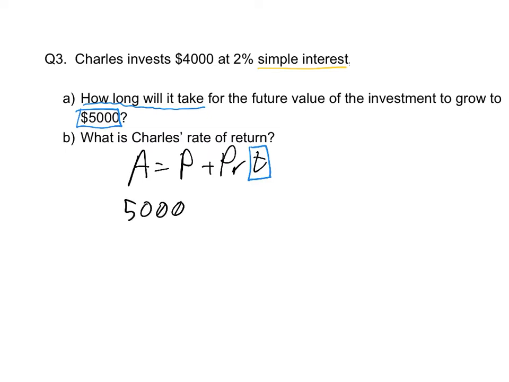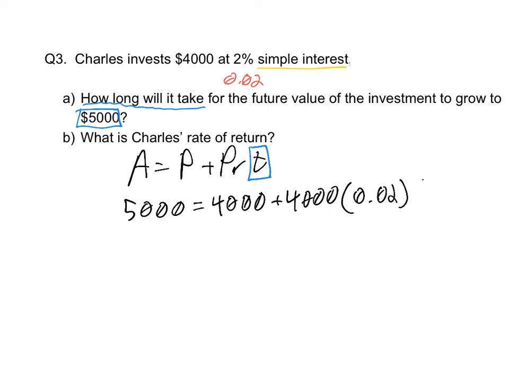5,000 is the future value that this investment is going to be worth, so that's our A value in this case. P is the initial investment. It's 4,000. Plus P, 4,000, times R, the rate of interest, so 2%. That means 0.02. We could take that 2% and divide it by 100, so 0.02. Times T. We don't know what T is, but we're trying to solve it.